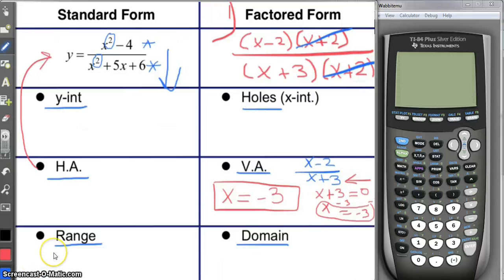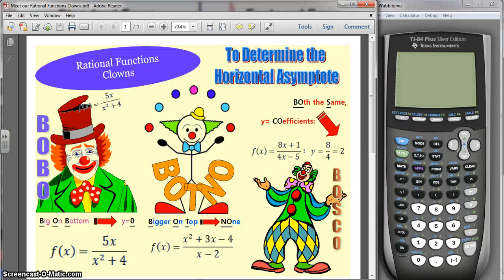So you need to remember what we talked about. We need to think about which clown will help you find the horizontal asymptote. Let's look at those clowns. Which clown will help me find my horizontal asymptote? BOBO means big on bottom. It means that the exponent on the bottom is higher. If you look at this example, the higher power on the top is a 1, since x is to the power 1, and the higher power on the bottom is 2, since you have x squared. So the bigger power is on the bottom. That's why B-O-B-O, big on bottom.